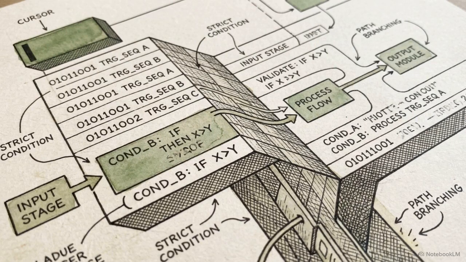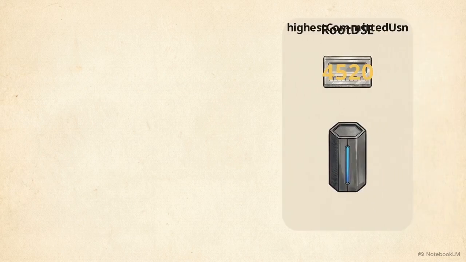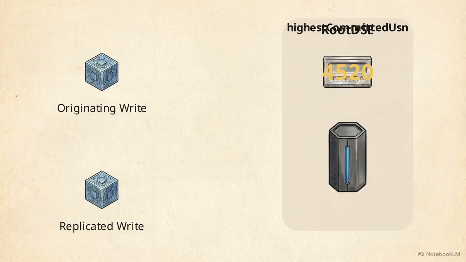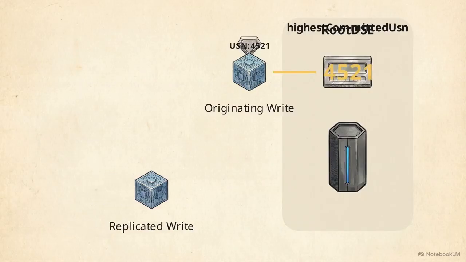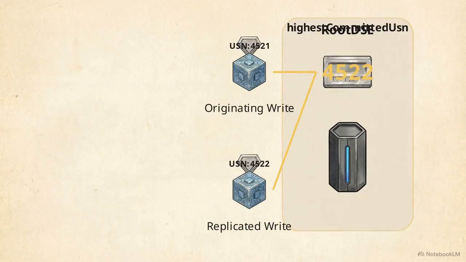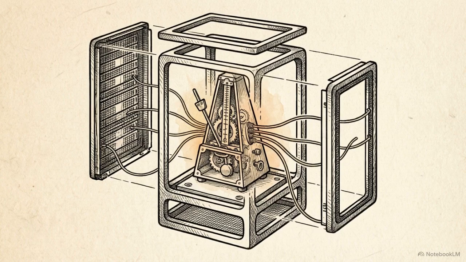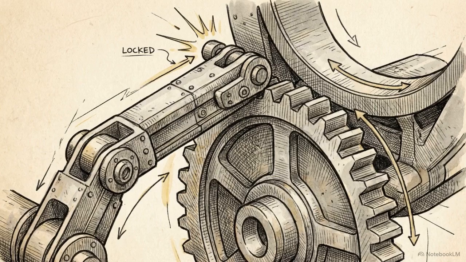The trigger condition is strict. The start of every single update transaction initiates a change. This trigger applies equally to local originating writes and replicated writes. At the transaction start, the domain controller increments its current USN, mathematically associating this new value directly with the update request. Because of this strict relationship, the root DSE functions as the absolute local master clock. No data modification can occur on the node without permanently ticking this central counter forward.